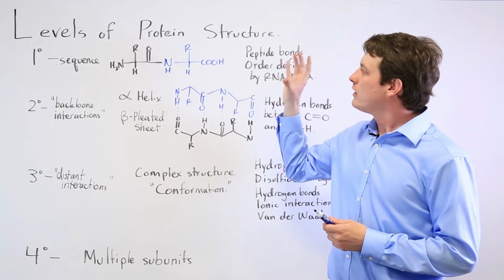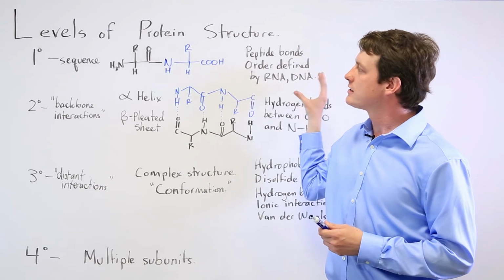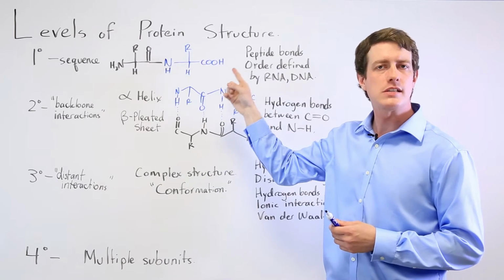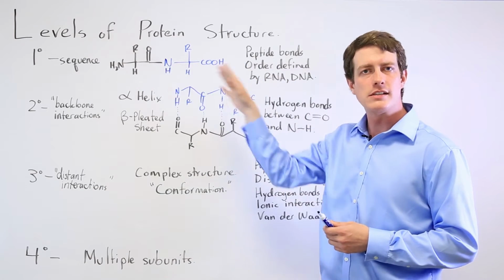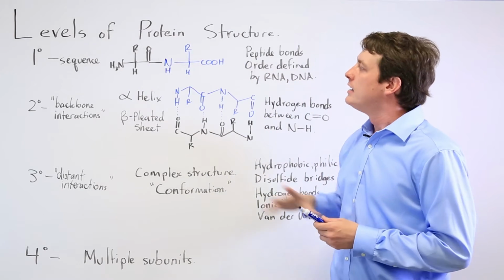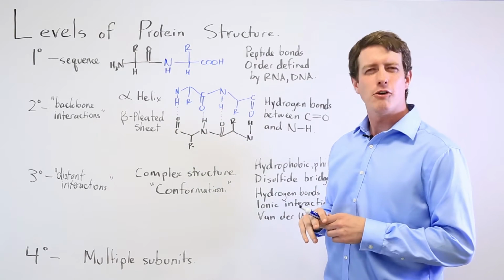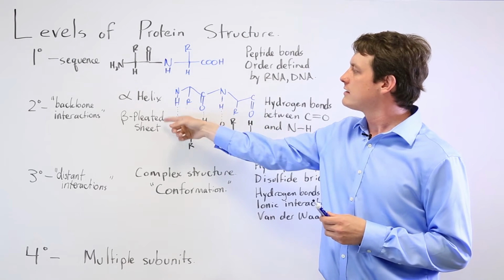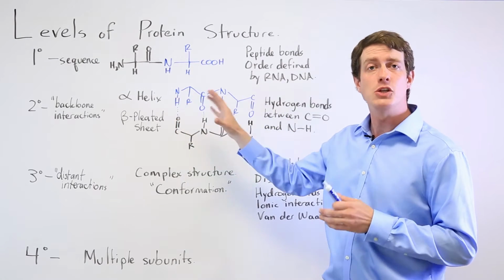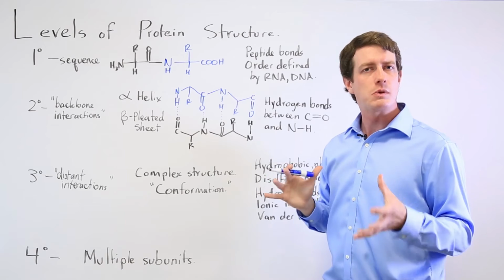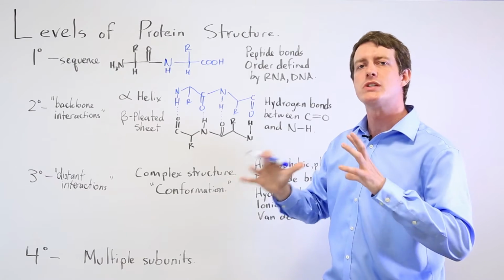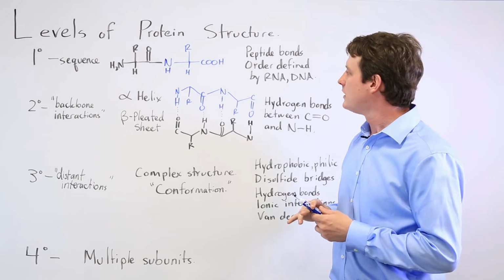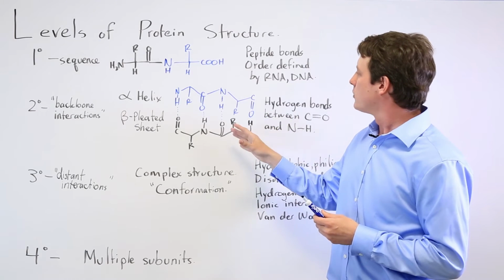So know that primary level is just the sequence, and know that you read it from the N terminus over to the C terminus. And so that's how amino acids are read in sequence. The secondary structure is the interactions of essentially the backbone. Notice that you can have either alpha helices or beta pleated sheets, and you can have these at different regions within the same protein. It's basically the most stable way for these functional groups to orient themselves most comfortably.